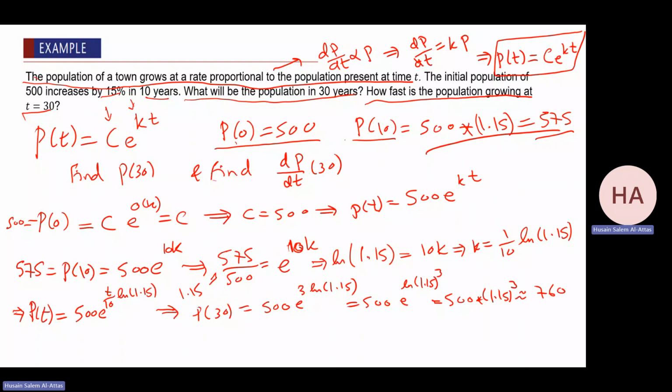Now the next one. If this is P of t, I need to find dP/dt, the derivative of this. That will be k times 500 e^(kt), which is k times P at 30.